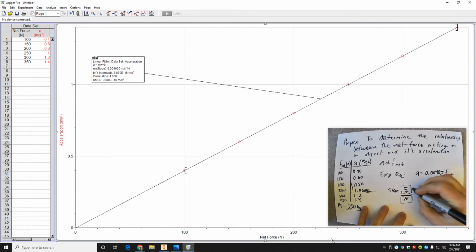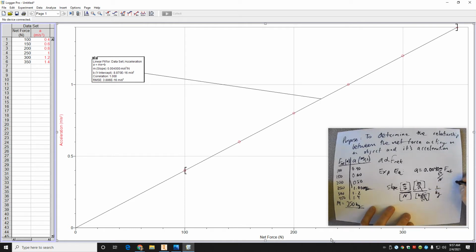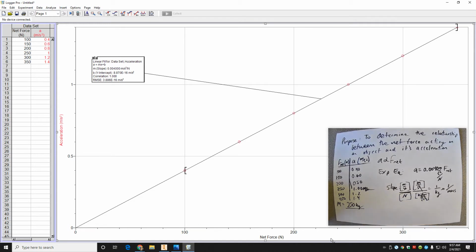What is a Newton? Well, a Newton, turns out, in scientific base units, is kilogram times meter per second squared. So what you get here, put brackets around stuff, the meters per second squared cancel, and you end up with units of 1 over kilograms on the slope. So the slope appears to be the inverse of mass, 1 over mass, right? 1 over kilograms, 1 over mass.